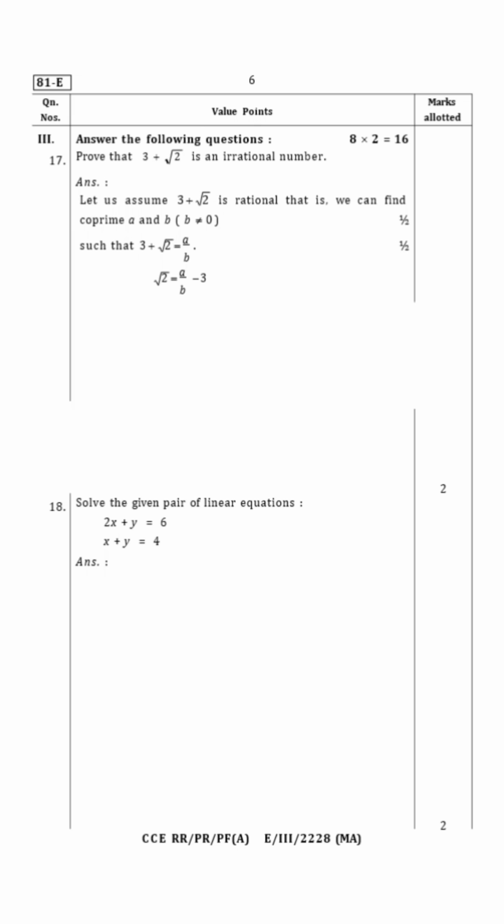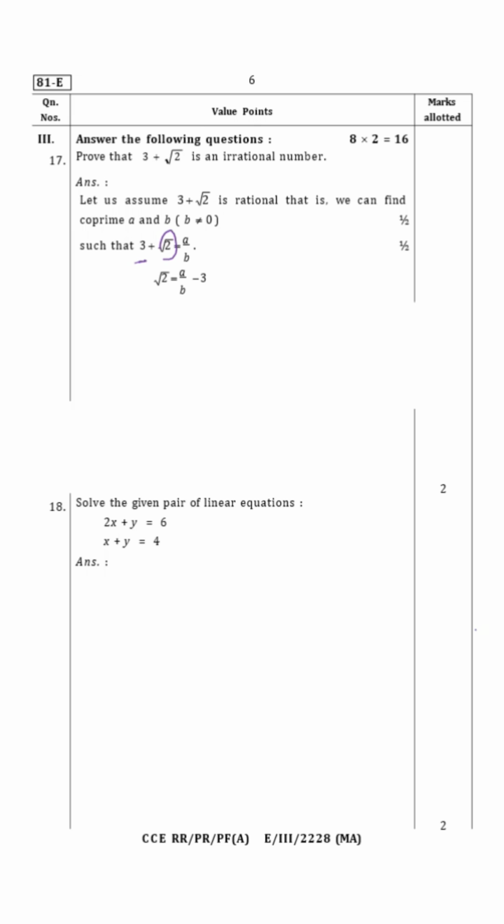Prove that 3 plus root 2 is an irrational number. First we have to assume that 3 plus root 2 is a rational number. So now we can write it in the form of a by b, because a and b are co-prime numbers. Now let us rearrange. Transpose 3 to the other side, keep root 2 in LHS. Root 2 is equal to a by b minus 3.